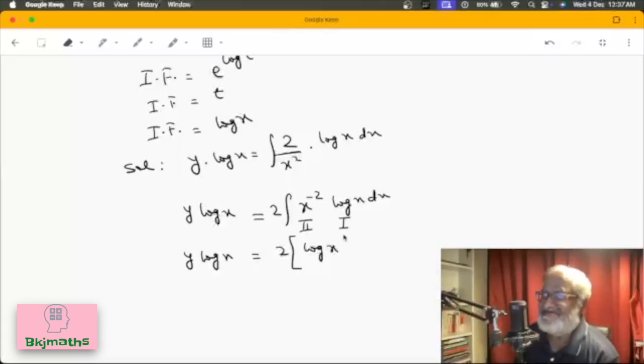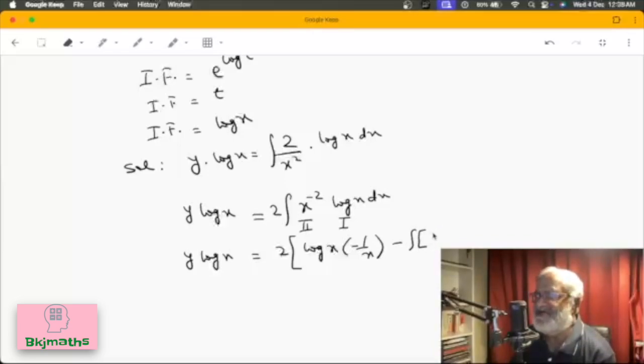So x to the power minus 2 plus 1 upon minus 2 plus 1. So it is minus 1 upon x, minus integral differentiation of first. So d/dx of log x is 1 upon x into integration of x to the power minus 2 is minus 1 upon x dx.